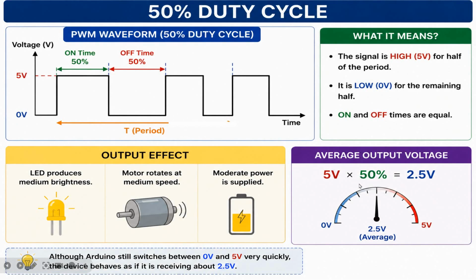Similarly, this is for the 50% duty cycle: 5 volt into 50% is 2.5 volt. That is, the total voltage is 5 volt, and half of it is 2.5. Here the effect is that the LED produces medium brightness. In the previous 25% it was dim brightness. Here it is medium brightness. And the motor rotates at medium speed and moderate power is supplied.